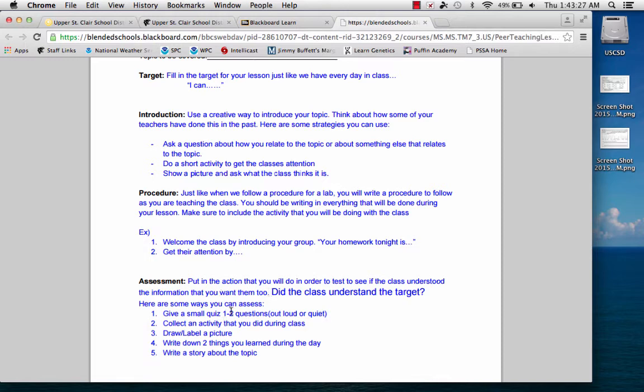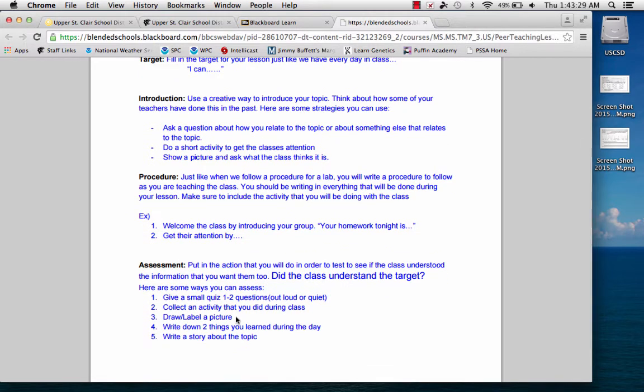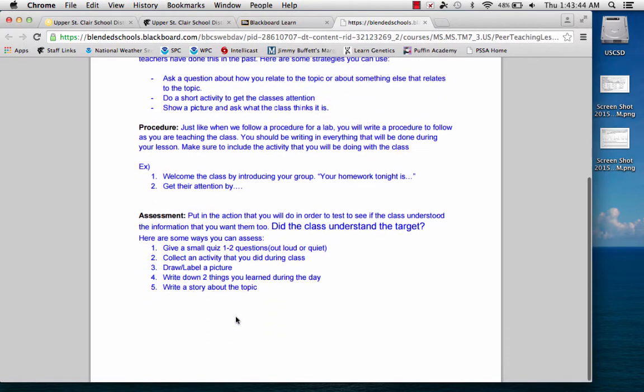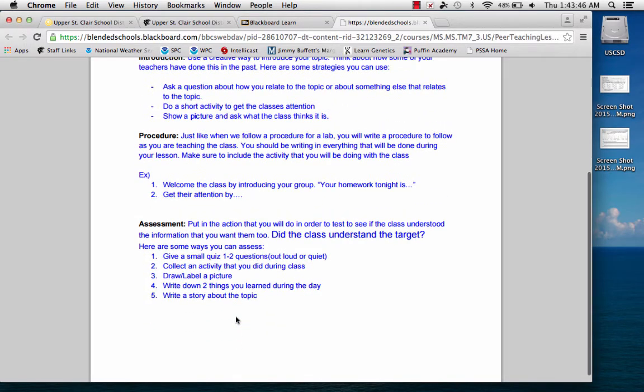Does the class understand that, or does the class know what the processes of hemoglobin are? You can do this very similar to the way I do: a small quiz, one to two questions. You can do it out loud or quietly, or you can collect an activity that you did during class. You can have them draw or label a picture. Maybe they write two things they learned during the day. There's a million different things you can do here, just something basic to see if they understood your target.